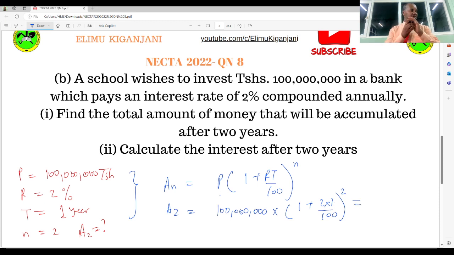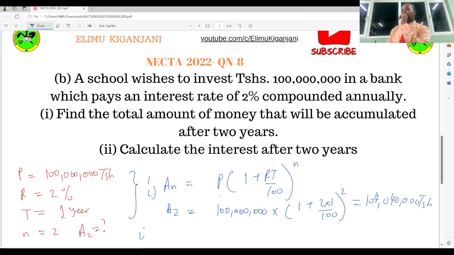Because students are allowed to use a calculator, you can plug the details into the calculator. So having 100 million multiplied by 1.02 squared, eventually you'll have 104 million and 40,000 shillings, dear students. So that is the amount, and we conclude the solution for part 1. That is the amount accumulated after 2 years.